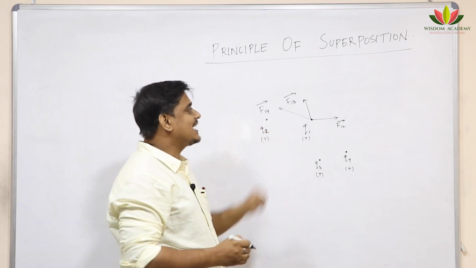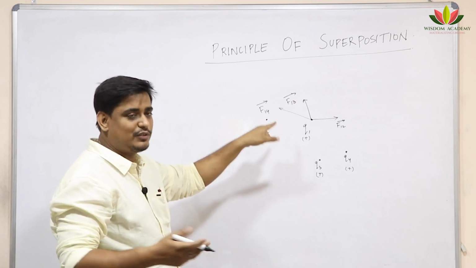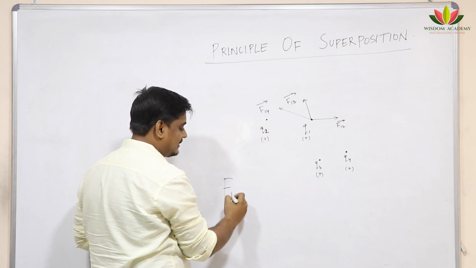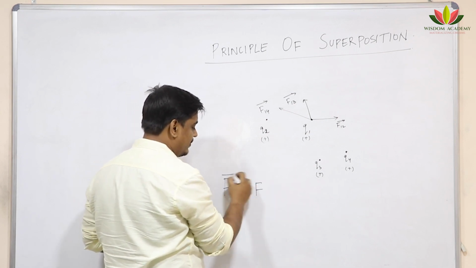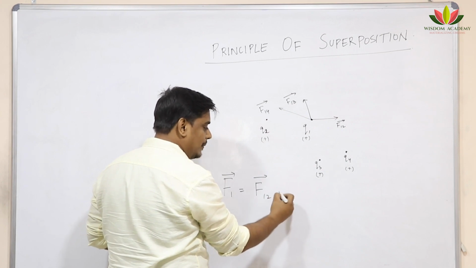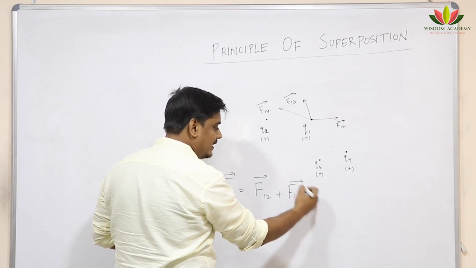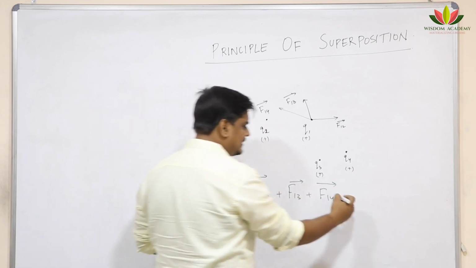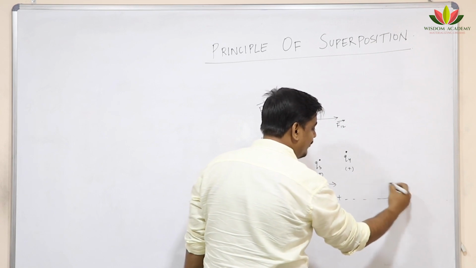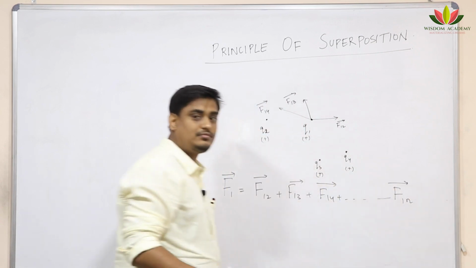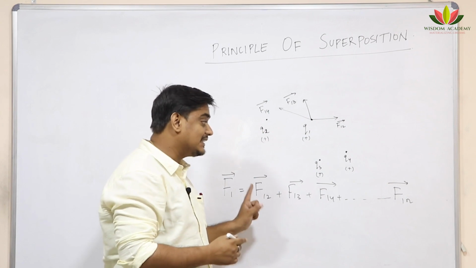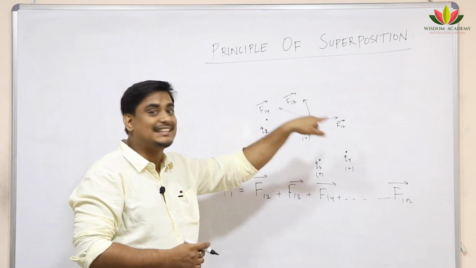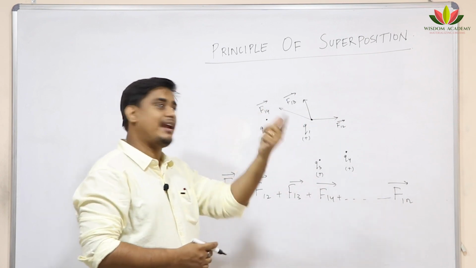Now, the net force acting on the first charge, that is F1, can be written as F12 plus F13 plus F14 in this case, and if it is more than this, it will go up to F1n. Students, you should not forget, it is vector addition, it is not algebraic addition. We cannot do 3 plus 4 plus 6. We must take the vector addition of all these forces.